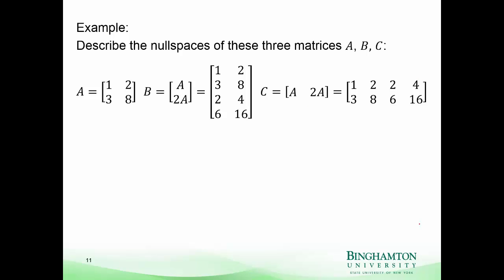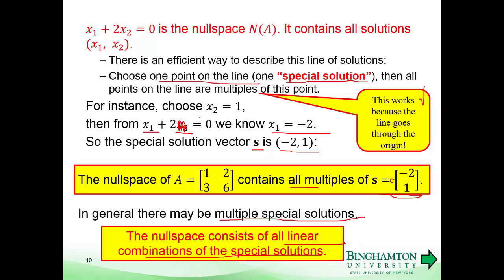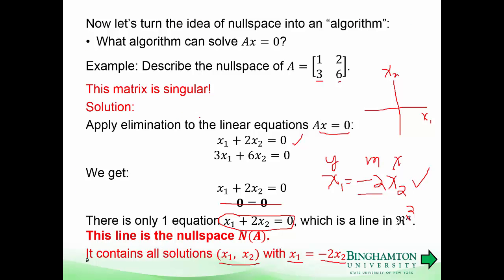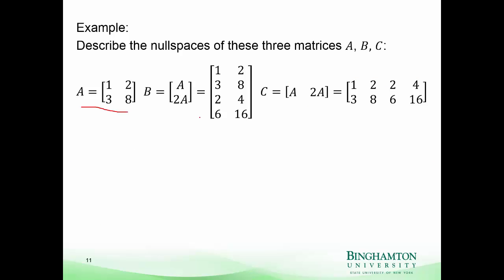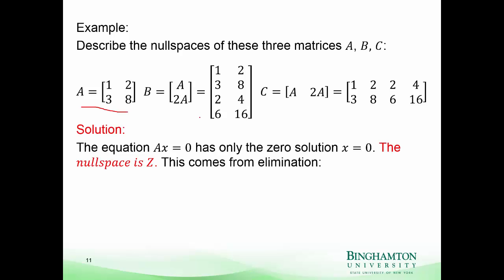So let's look at some examples here. Let's describe the null spaces of these three different matrices, A, B, and C, where B is defined in terms of A, and C is also defined in terms of A. So we've got this square A. Is that the one we just looked at? 1326? No, not quite. It's 1328, so it's a little bit different. So let's go through this.